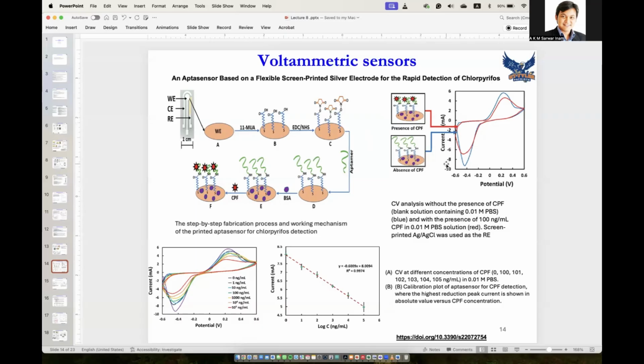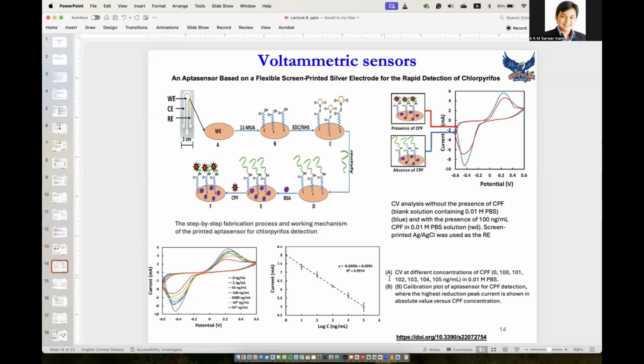So that is how this sensor is working. That means the aptamer we are using here created a barrier toward the electron transfer. So this sensor is working in the opposite way. When you are increasing the concentration of the CPF, we are getting lower current, because here the aptamer is attaching with the CPF, with the chlorpyrifos, and when we are increasing the concentration of CPF, the more the barrier is coming. So we are getting less and less current.